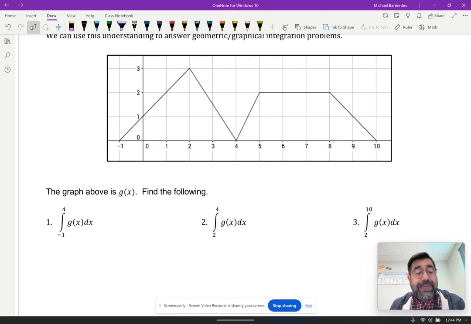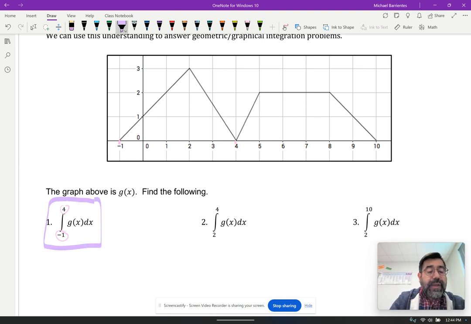We're given the graph of g of x, and we're going to find the following. We're going to find the integral of g of x dx from -1 to 4. I'm going to go ahead and mark that off. From -1 to 4, this whole thing finds this shaded part that I'm about to shade in.